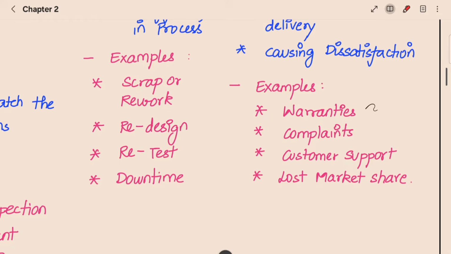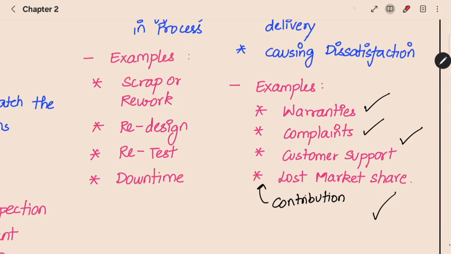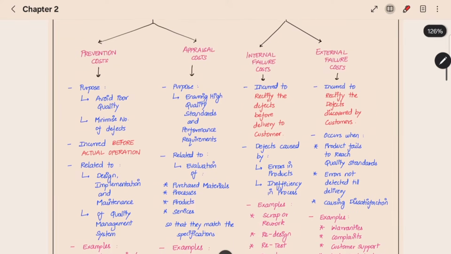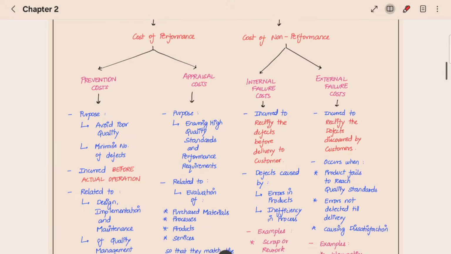Here the examples are warranty. There will be warranty policy of the shops and companies. The customers will send back the products, and you have to give free replacement. There will be customer complaints, customer support, and lost market share. As we already saw, we have to lose contribution because of bad reputation and bad product. That comes under lost market share. These are the problems of cost of poor quality, external failure cost.